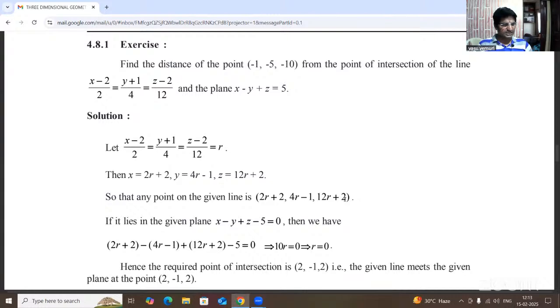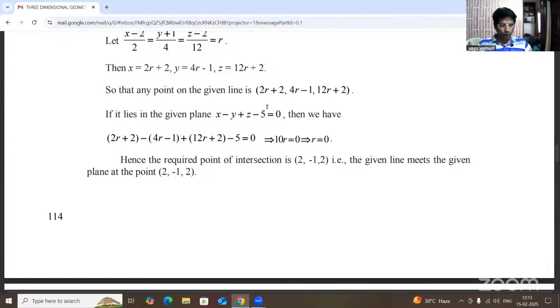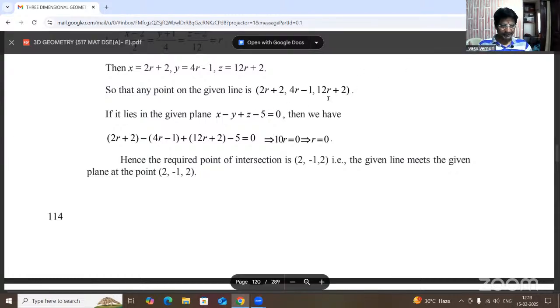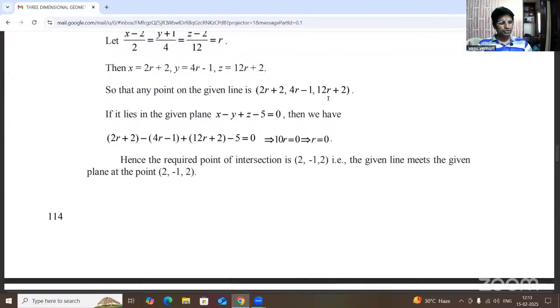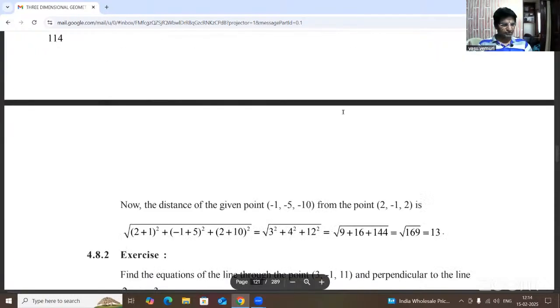Now those values are substituted in the above expression. The x value, y value and z value are substituted into the given plane equation. Then we get the value of r, which is 0. When r equals 0, the point is (2, -1, 2). That is the required point of intersection. So the given line meets the given plane at the point (2, -1, 2).